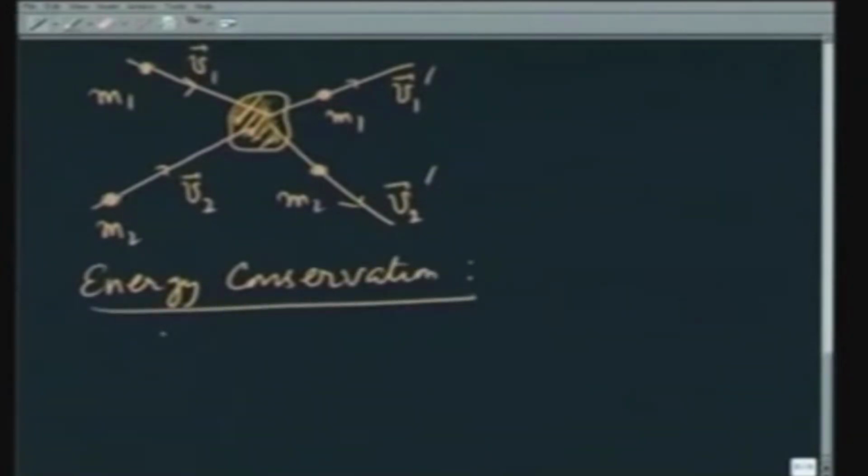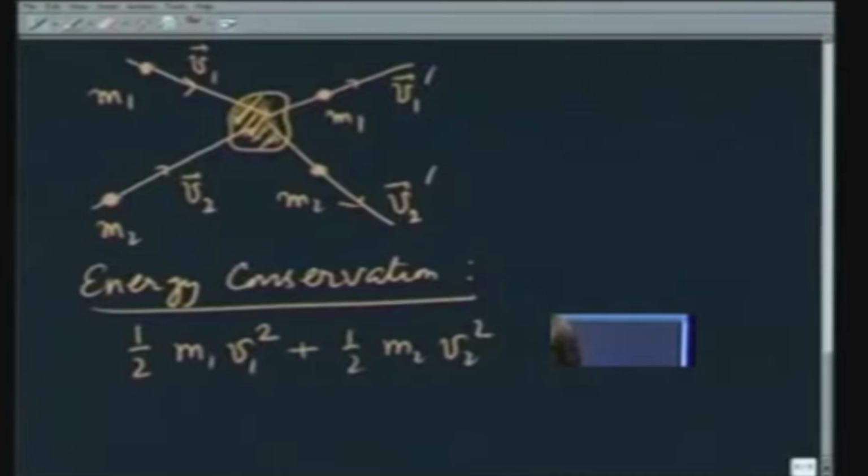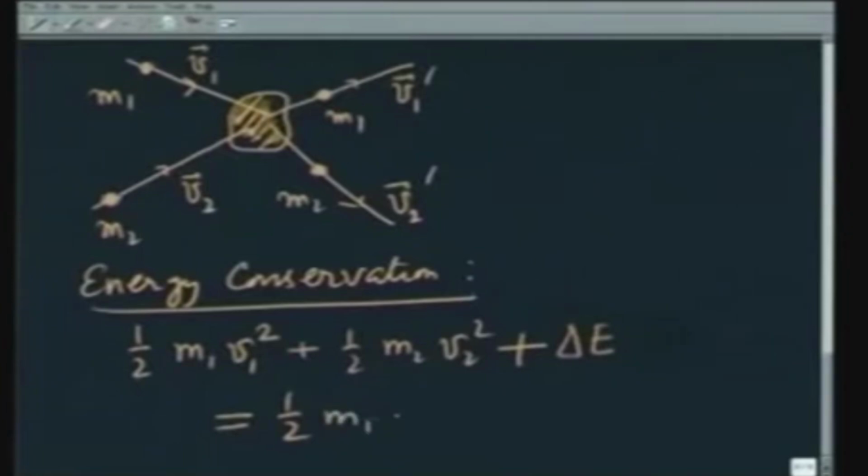that the KE, or the kinetic energy coming in, which is 1/2 m1 v1 square plus 1/2 m2 v2 square, plus I'll add a term delta E to take care of energy which may be released during their interaction or which may be lost during interaction. So this must be equal to 1/2 m1 v1 prime square plus 1/2 m2 v2 prime square. That is what energy conservation gives me.